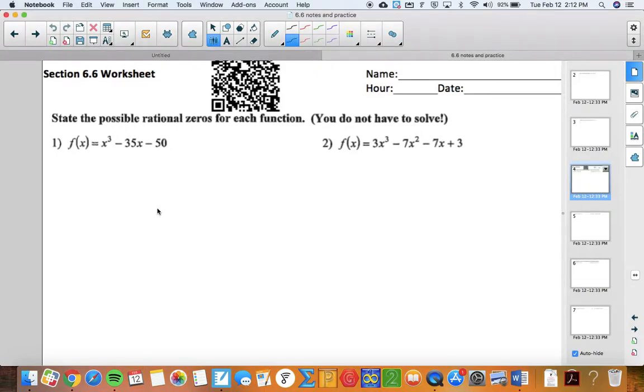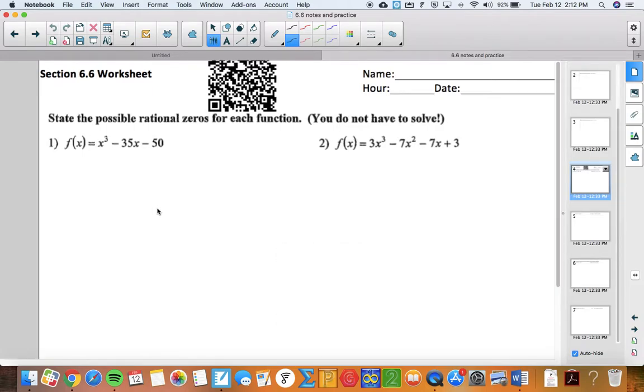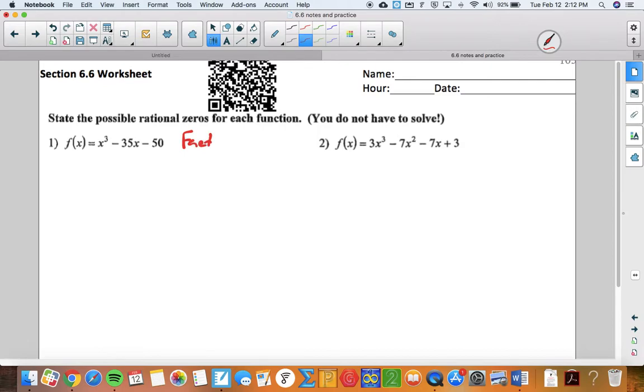6.6. Can you believe they want you to find all the zeros and they're not going to even give you the first one? How do you start this thing out? Well, remember, we're going to make a list of the factors of the constant, and divide it by the factors of the leading coefficient. And that will give us the only options, really. But make sure you take a plus or minus.